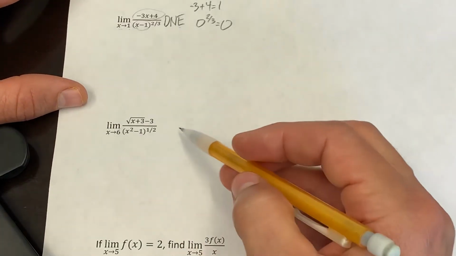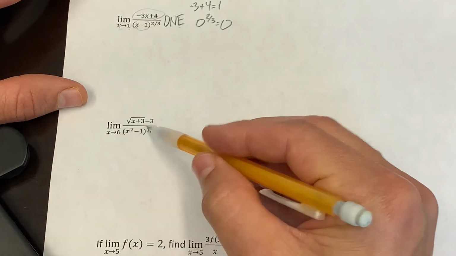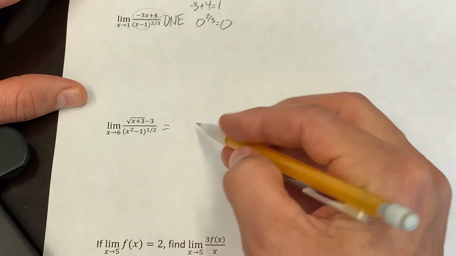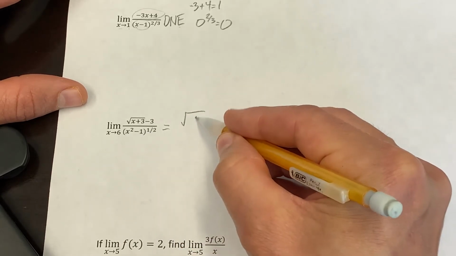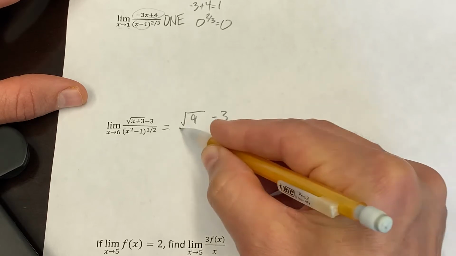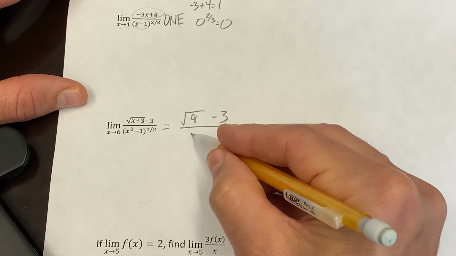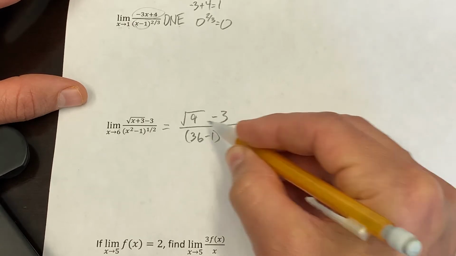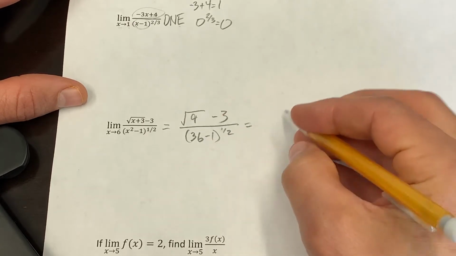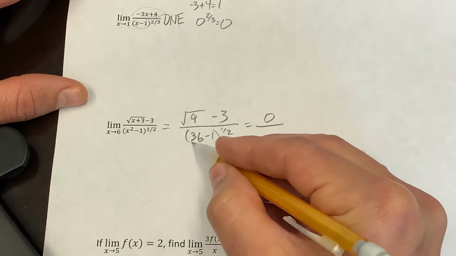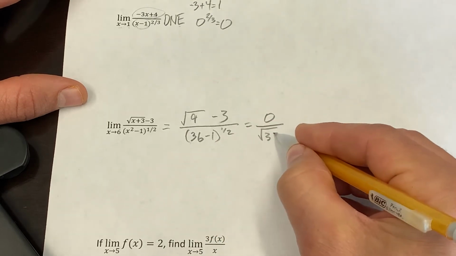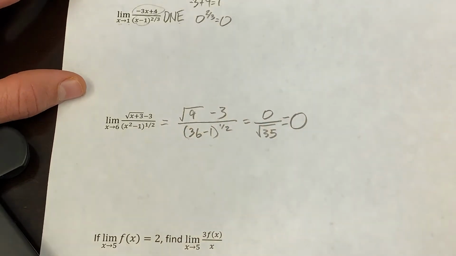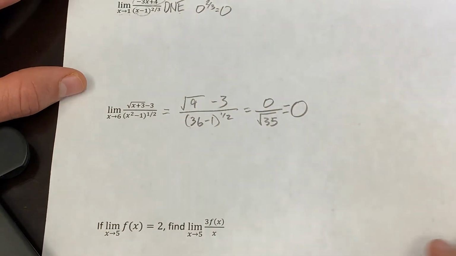However, in most cases, you can really have just a ton of leeway to work well here. So as x goes to 6, we have the square root of 6 plus 3, that's 9, minus 3, over, let's see, what is that? 36 minus 1 to the 1/2. Well, this is 3 minus 3, so that's 0. This is the square root of 35. Well, it turns out the numerator can be 0 just fine. That approaches 0 as x approaches 6.